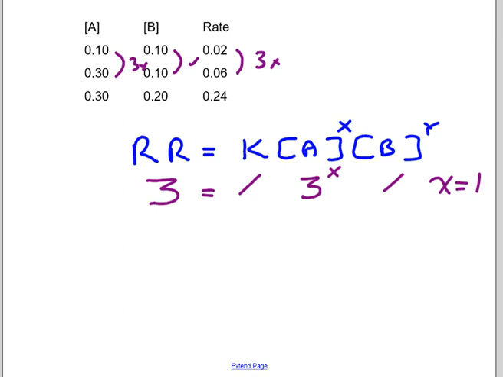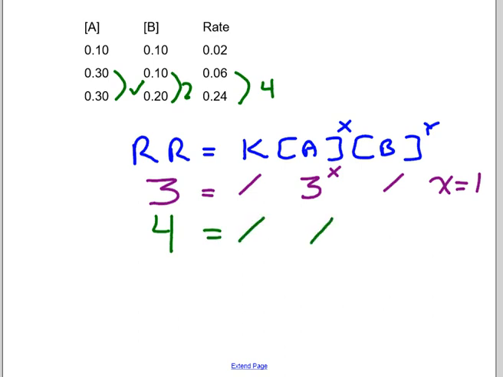Solving for y, which is attached to B, I need a case where B is the only thing that is changing. B changes between 1 and 3, but also between 2 and 3. But I remember that I have to have A staying the same. So between reactions 2 and 3, A stays the same, and B doubles. It goes from 0.1 to 0.2. The effect on the rate is to go from 0.06 to 0.24. 6 to 24 is an increase of 4 times. So my rate goes up by 4 times when K stays the same, when A stays the same, and when B doubles to some value y. Now, the number that we can put in place of y is a 2. 2 squared is 4. Now that I know the values for x and y, I can rewrite my rate law.